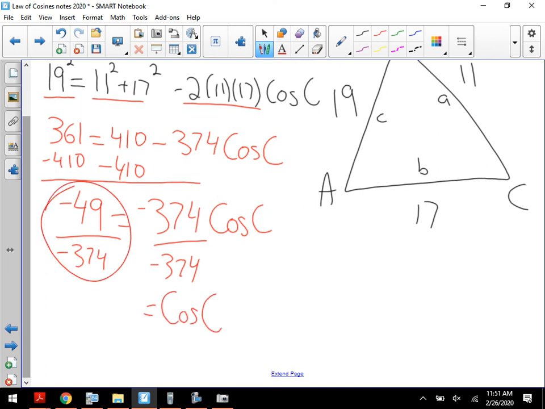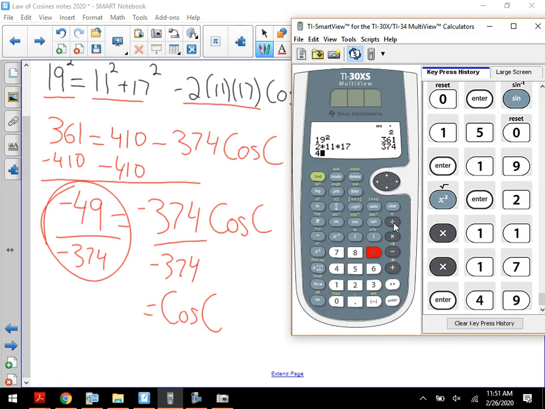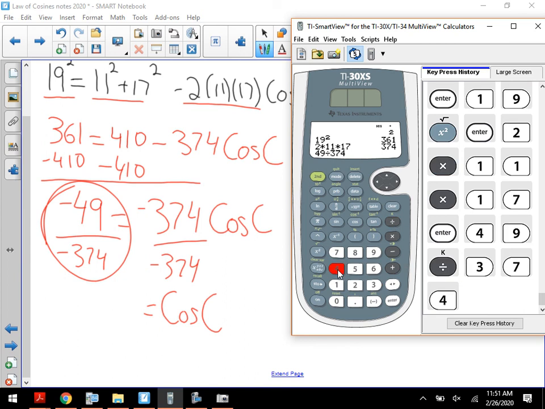So this value here is going to give me my crummy decimal. I type that in. 49 over 374. I took out the negatives because it was going to have to be positive and negative divided by negative. It's going to be okay. I get a crummy decimal. To find the angle now, second cosine, second answer, because I'm using cosine.